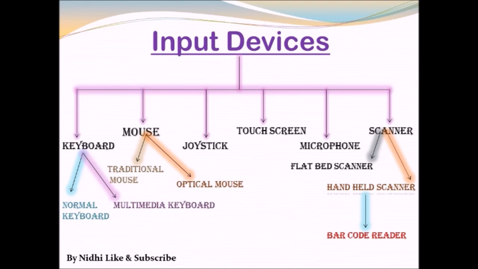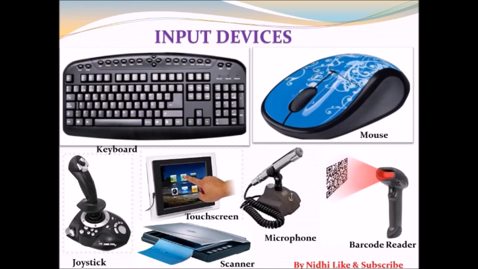Okay, so here you can see the pictures of input devices. Keyboard is given here, that is a multimedia keyboard. One mouse is given. And you will find a joystick here, and then scanner, microphone, barcode reader, and touch screen also. So now we are going to discuss the keyboard as an input device.